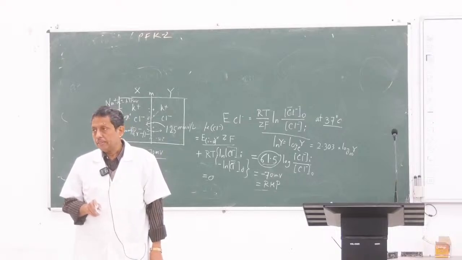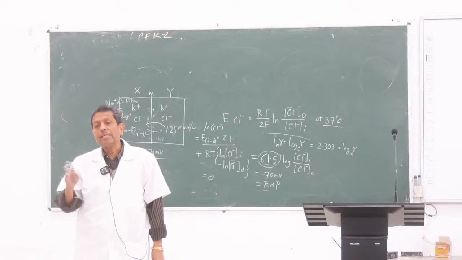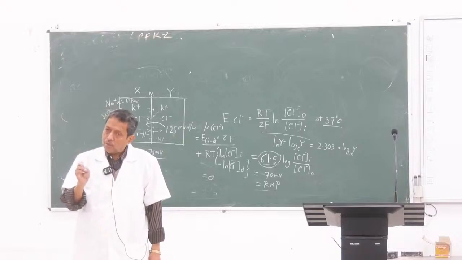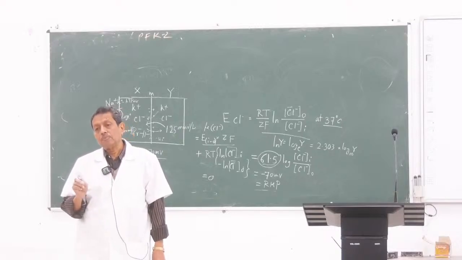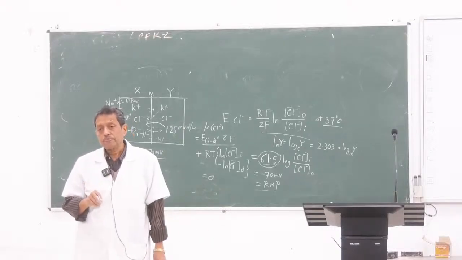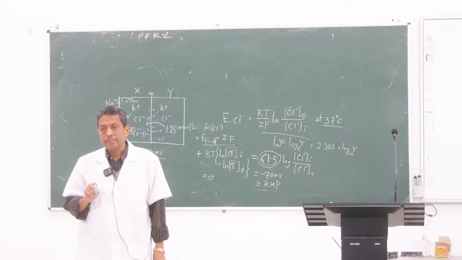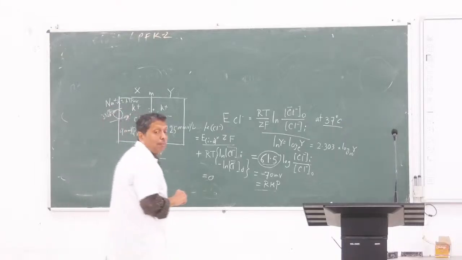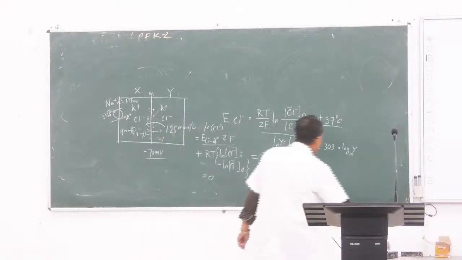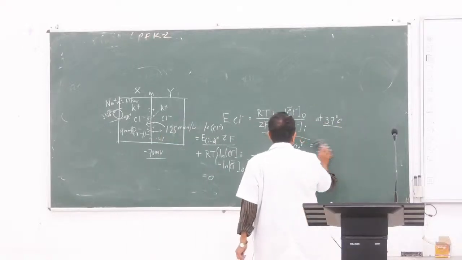If there is a change in the chloride ion concentration from outside, then it will rearrange in such a way that you get another steady state value, but that will follow this equation. Clear? Now come to the potassium ion. In case of potassium ion, this formula is EK.